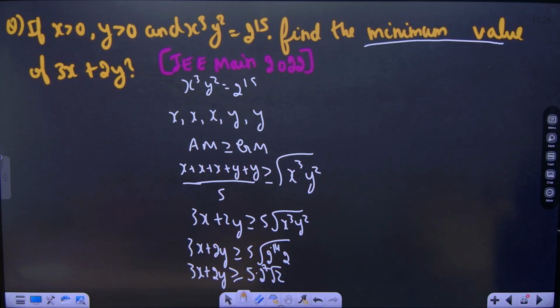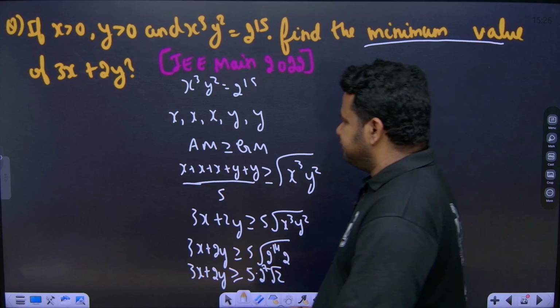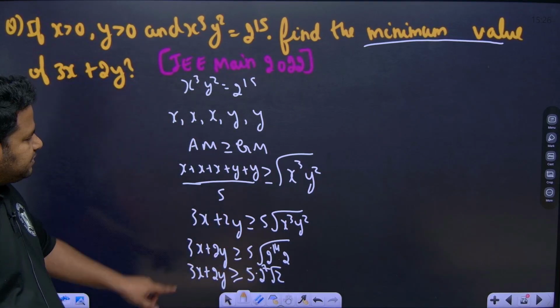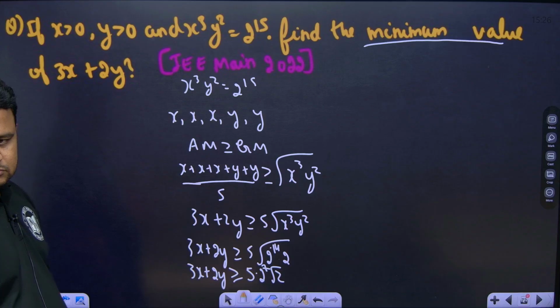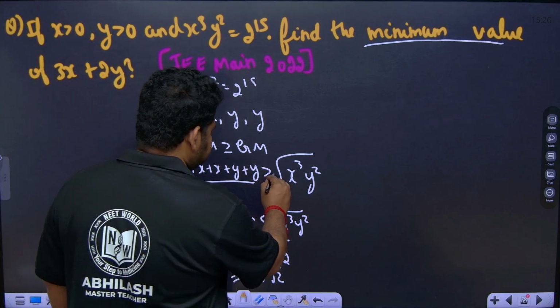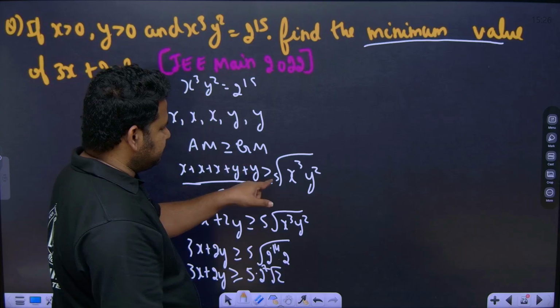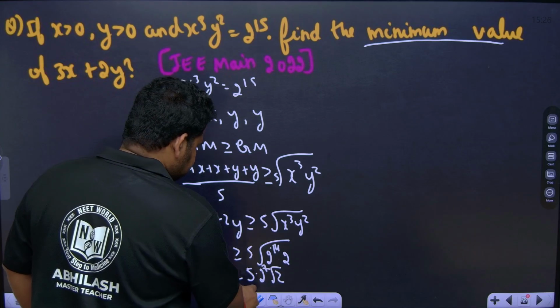Actually, one thing you must understand here: if there are 2 numbers, you will take the square root. But how many numbers are there here? 5. So we should take the 5th root here. If the number of terms is 5, we should take the 5th root.